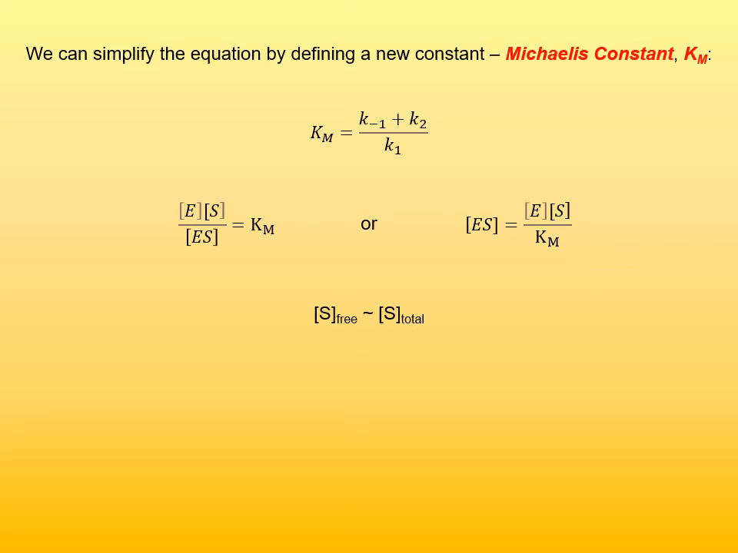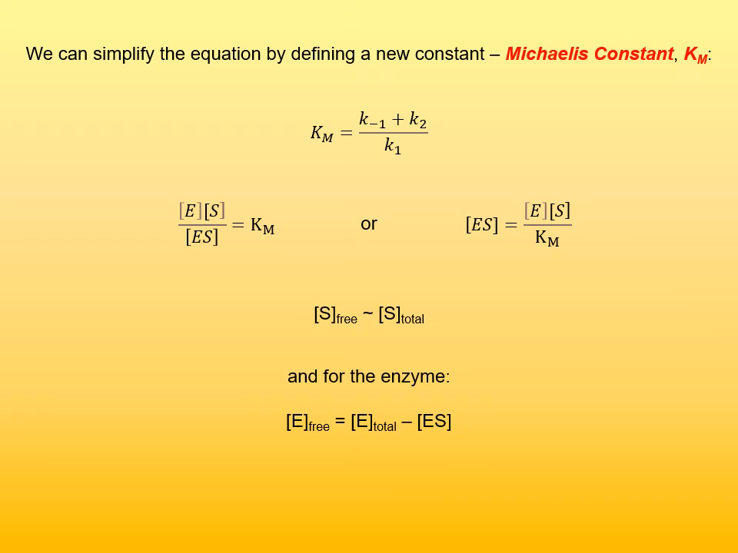But because the concentration of enzyme is low compared to concentration of substrate, we can assume that concentration of free substrate equals total concentration of substrate. And since we know how much substrate has been put into the reaction, then we know concentration of substrate. And the same, we know concentration of enzyme. What we don't know is concentration of enzyme-substrate complex.